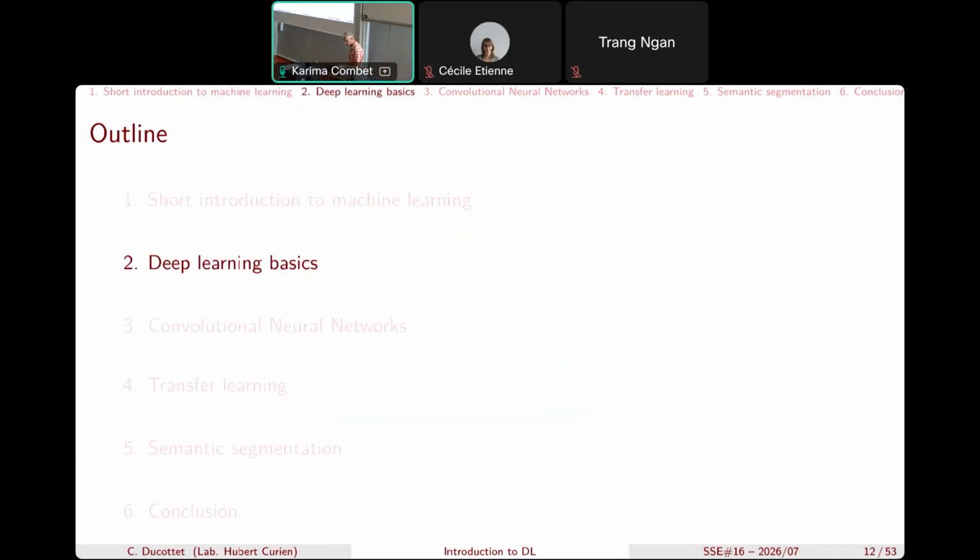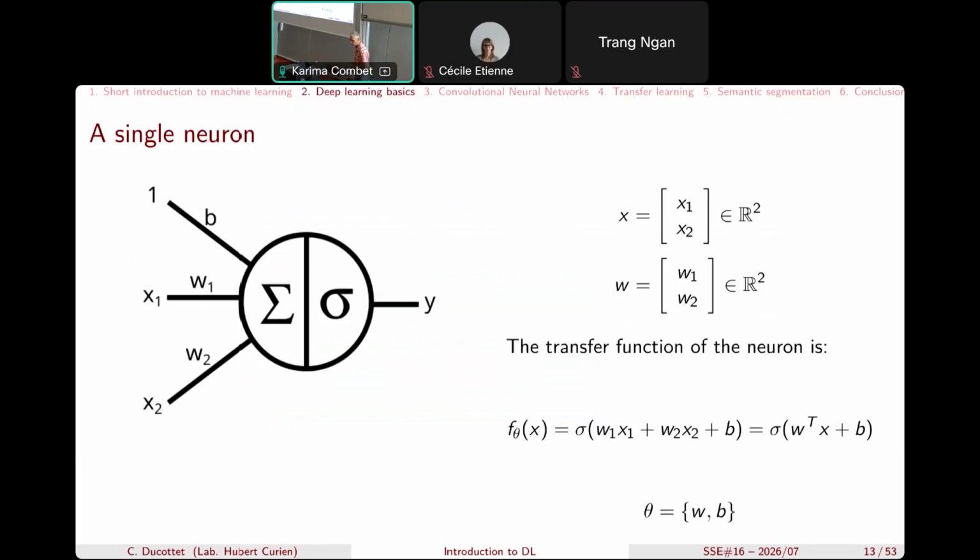So we will go again into this problem, and I will now focus on deep learning basics to understand what is deep learning and what are the functions we are considering to do our fitting in several cases, the case of regression and the case of prediction. So the basic unit that we have in deep learning is the neuron. And what is a neuron?